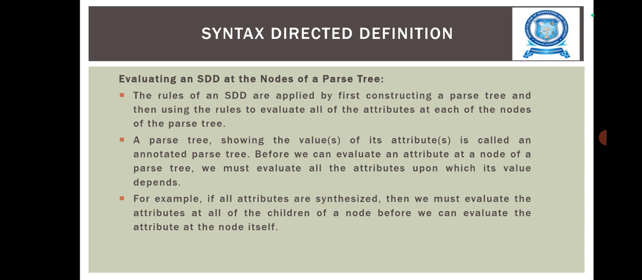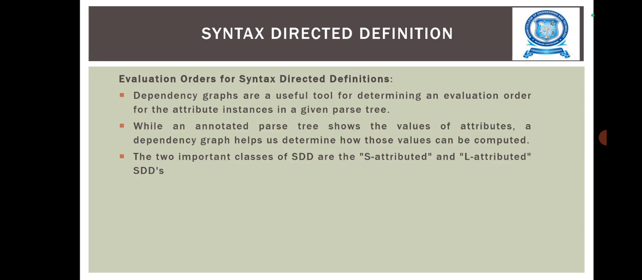Before we can evaluate an attribute at a node of a parse tree, we must evaluate all the attributes upon which its value depends. For example, if all attributes are synthesized, then we must evaluate the attributes at all of the children of a node before we can evaluate the attributes at the node itself. A dependency graph is a useful tool for determining an evaluation order for the attribute instances in a given parse tree. While an annotated parse tree shows the values of attributes, a dependency graph helps us determine how those values can be computed. The two important classes of syntax directed definitions are S-attributed and L-attributed.